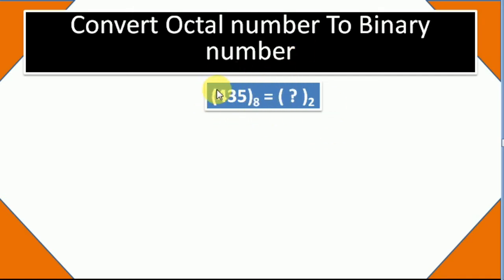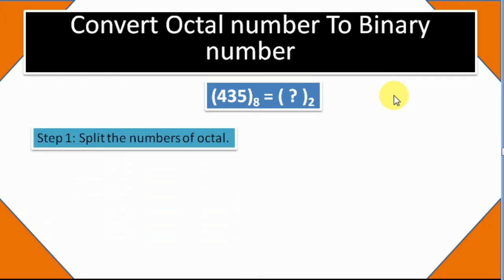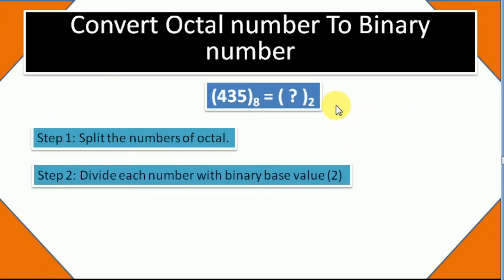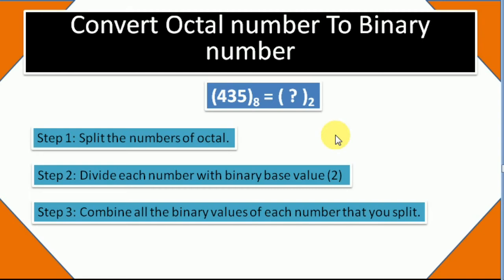Now in this case, first you need to understand the steps. Step number 1, split the digits of the octal number, means 4, 3 and 5, they are going to be separated. Next, divide each number by the binary base value, that is 2. Separately divide 4 by 2, 3 by 2, 5 by 2. Then combine all the binary values of each number that you split, means the binary of 4, binary of 3 and binary of 5 are going to be combined.